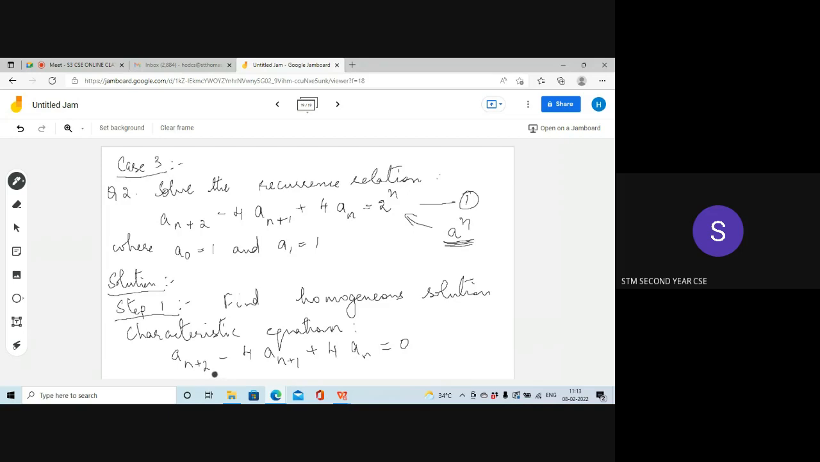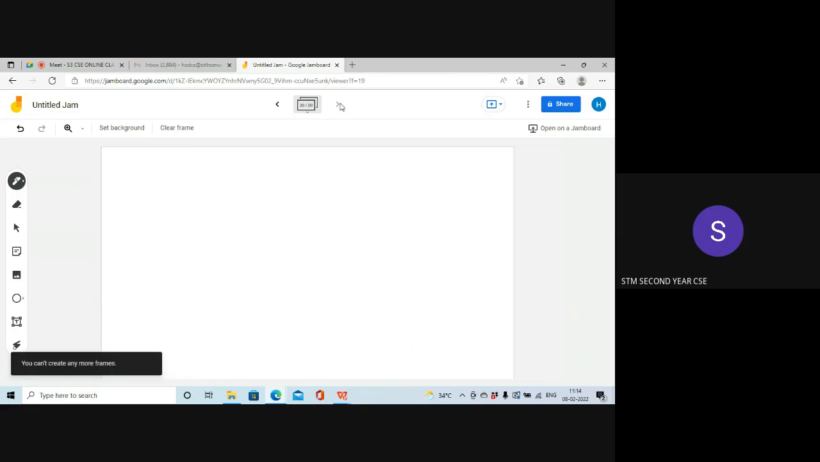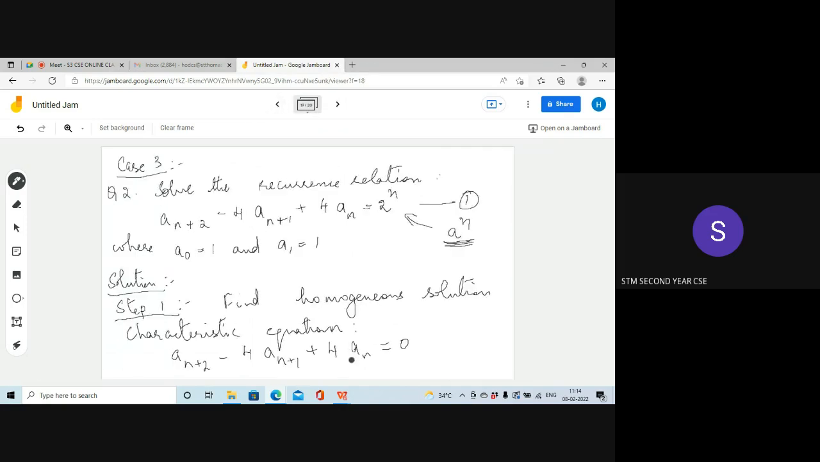To find the homogeneous solution, we have to write the characteristic equation. Now to write the characteristic equation, replace a by r and raise it to the power of n plus 2. What is the characteristic equation you get? What will you get? R square minus 4 into r plus 4 is equal to 0. To get this equation, what you are going to do? Multiply.